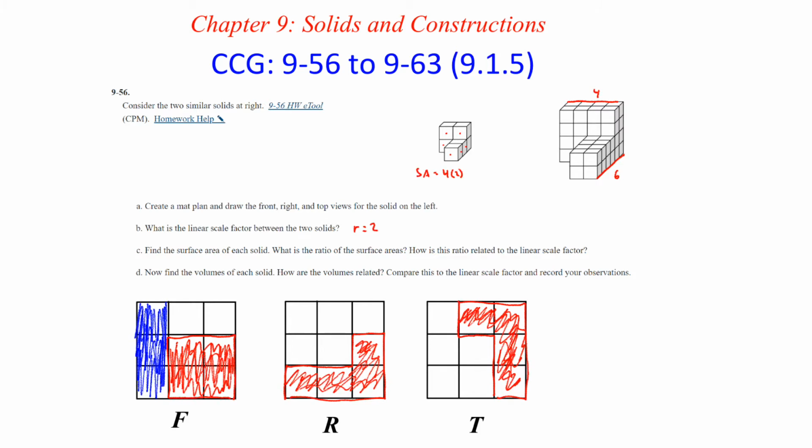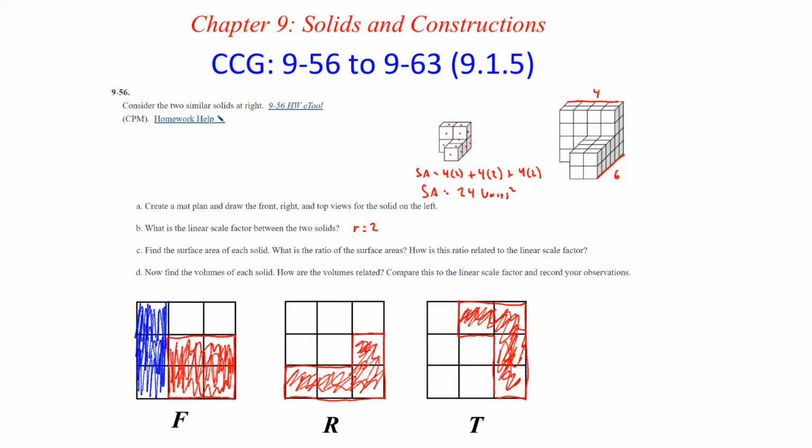Plus you got 1, 2, 3, 4. So once again, 4 on the right and 4 on the left. And then on top you see 1, 2, 3, 4. So once again, 4 on the top and 4 on the bottom. So it looks like the surface area, you have 8 plus 8 plus 8, which would be 24. So we have 24 units squared for the surface area.